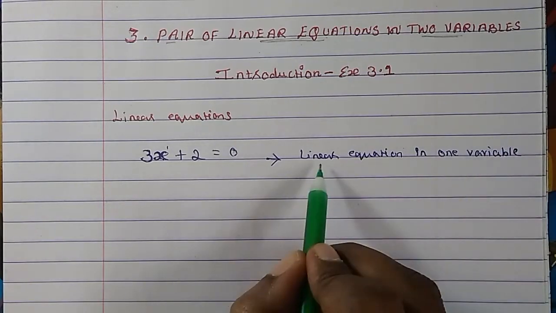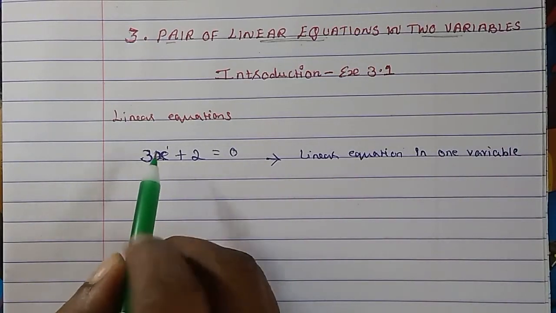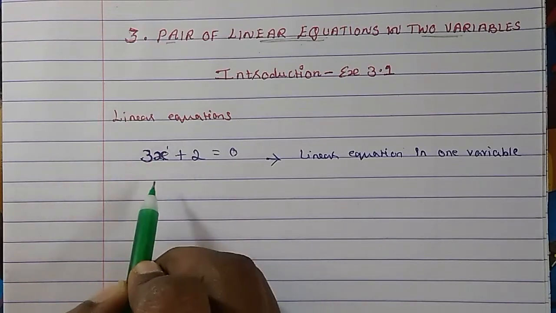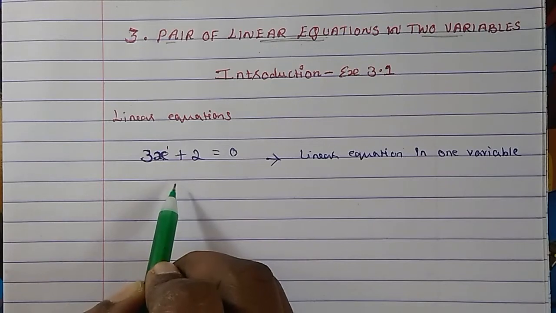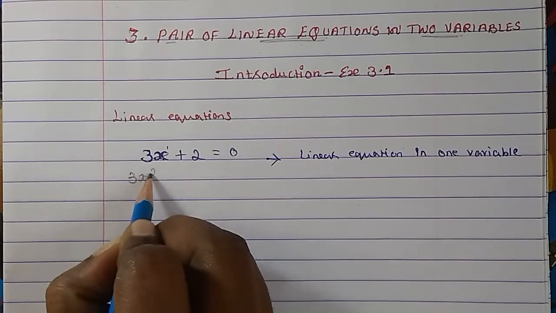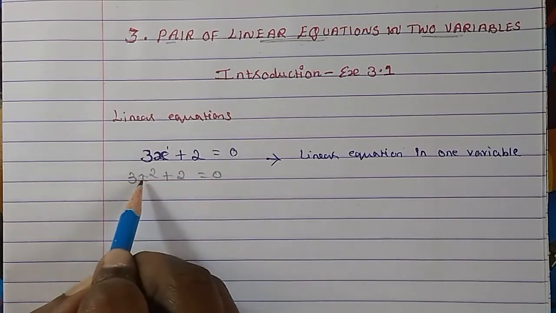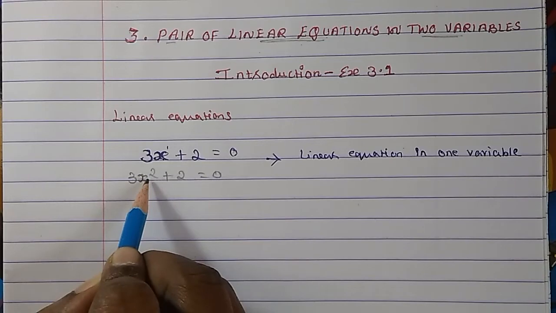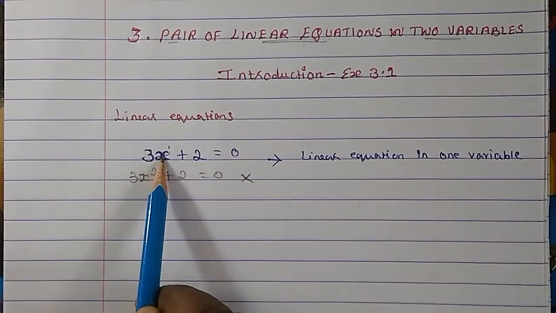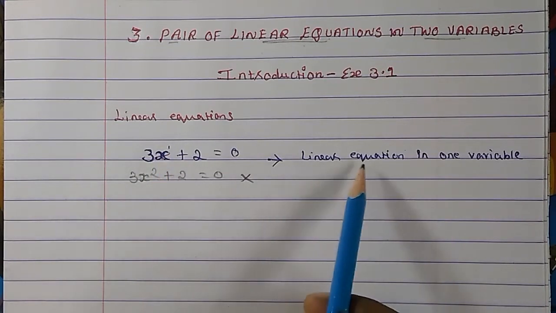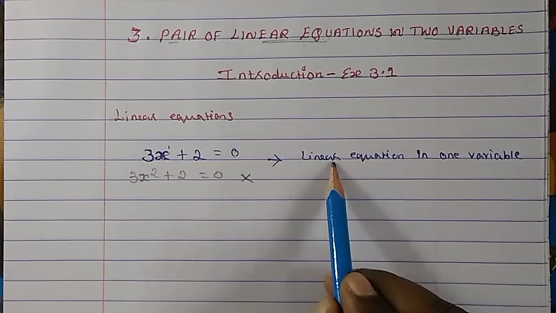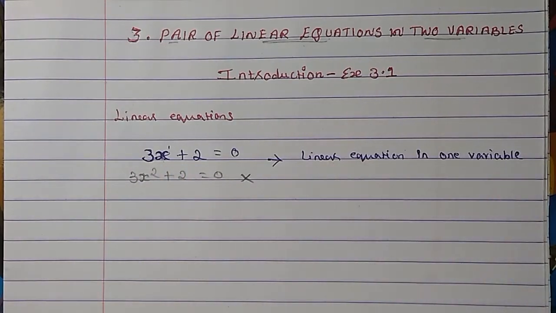Why do we call it a linear equation? Linear equation means the exponent or the power of the variable should be 1. If it is 2, then it is not a linear equation. If we write 3x square plus 2, then the power of x is 2 here, so this is not a linear equation. So when the power of the variable is 1, we call it a linear equation, and here only one variable we have, and therefore we call it a linear equation in one variable.